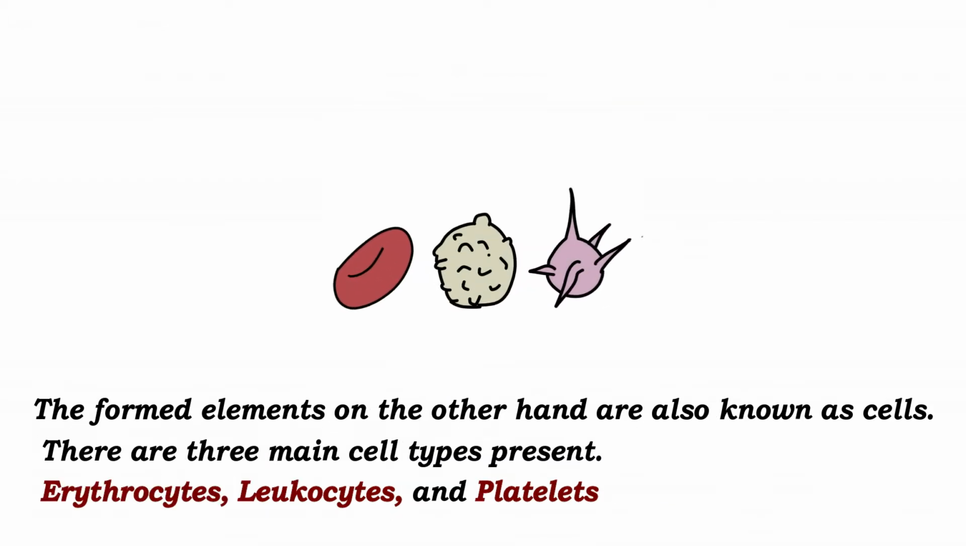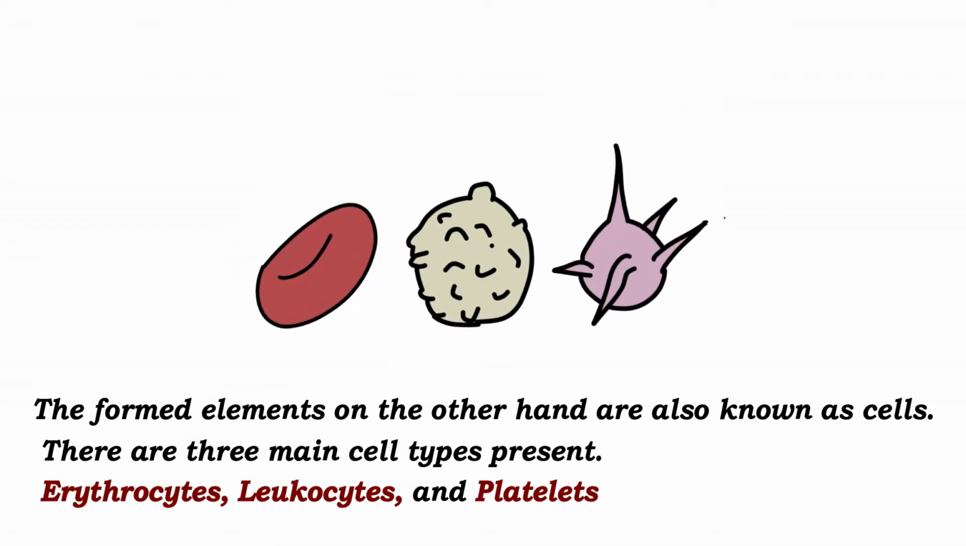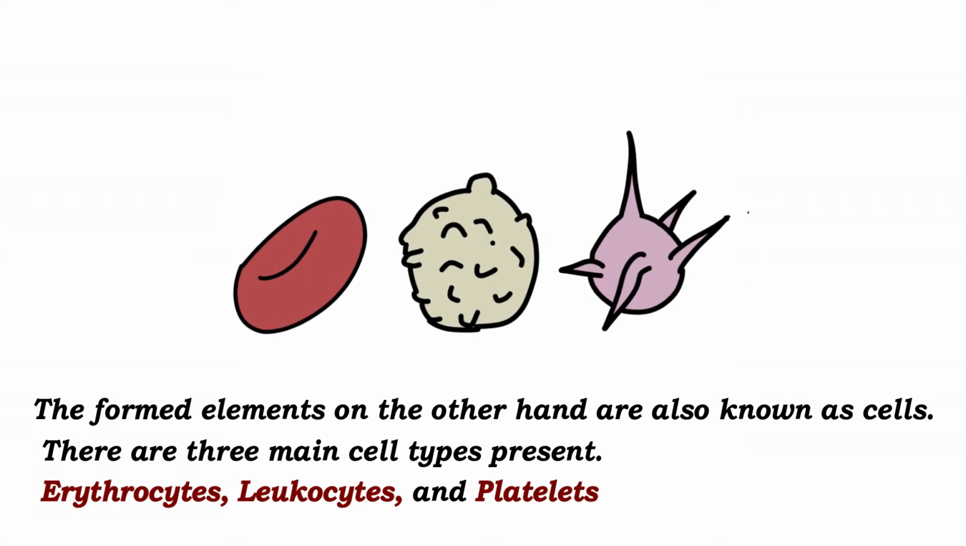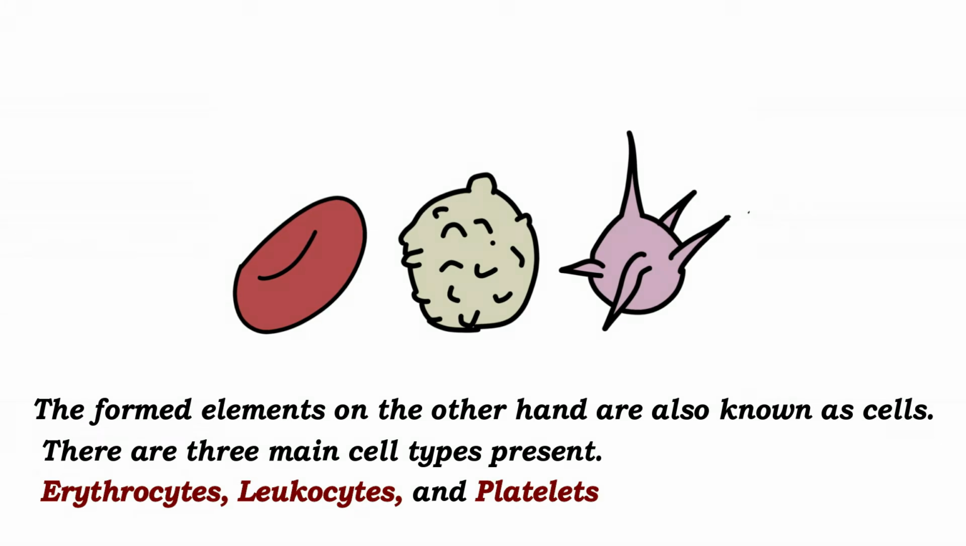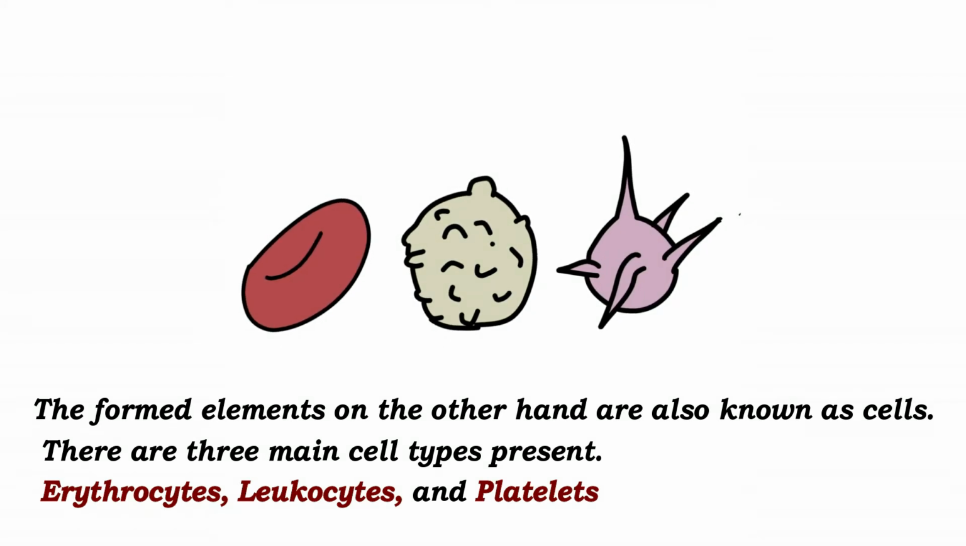Formed elements, on the other hand, are also known as cells. There are three main cell types present. Erythrocytes or red blood cells are the main reason why the blood is red. Leukocytes are the avengers of our body. They slay down enemies and pretty much defend everyone else from invaders. Platelets or thrombocytes keep you from bleeding out as they are responsible for blood clotting.